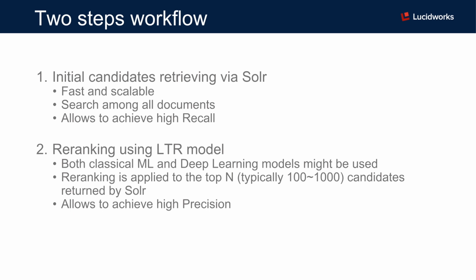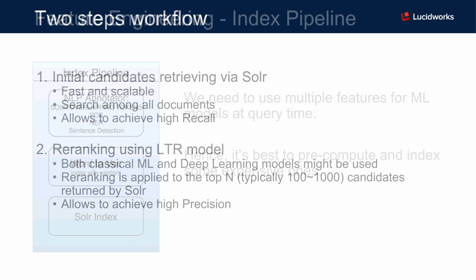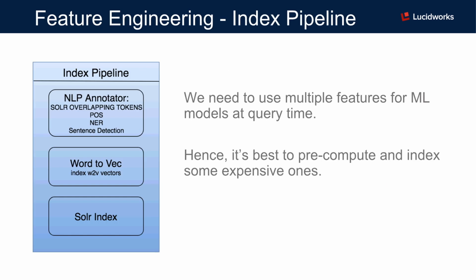The number of candidates used for re-ranking is chosen based on model complexity and available resources. Unfortunately, we cannot just easily apply a deep learning model to the whole set of documents, as it's usually very computationally expensive. So that's the reason why we have such a 2-step workflow that provides a good trade-off between high results and resources needed. Now let's take a look at feature engineering and how it's done in Fusion.